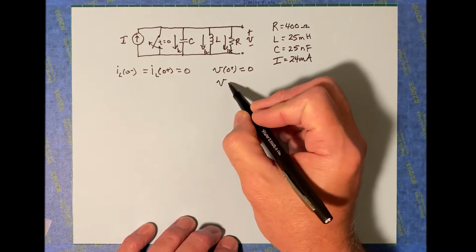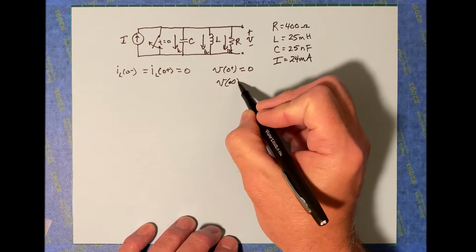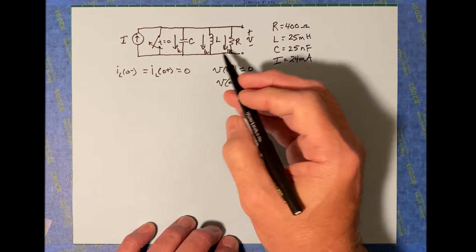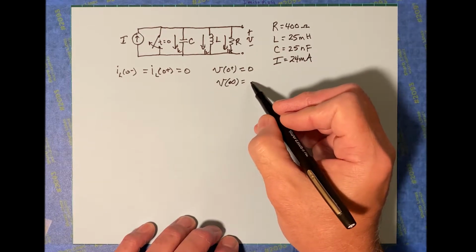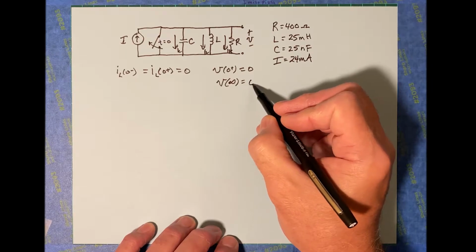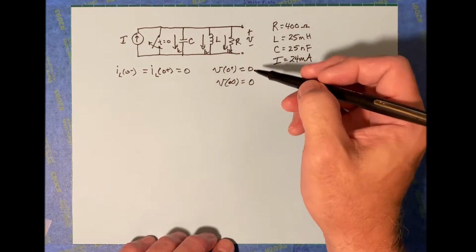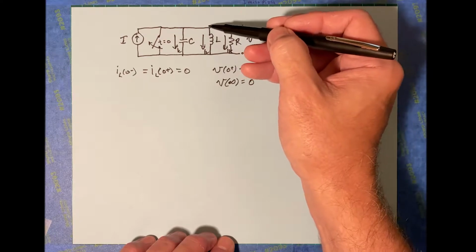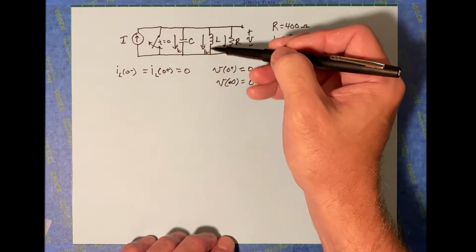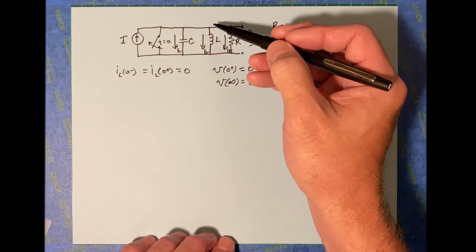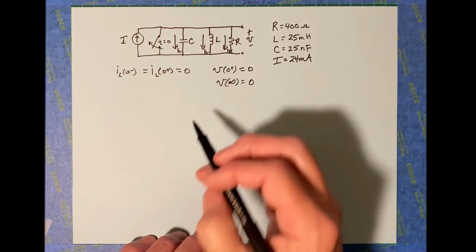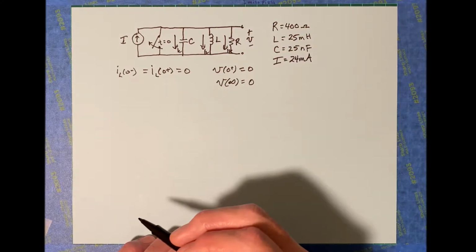Okay, what about final values? Well, V at infinity, a long time later, that's what we call V final. So that's also going to be 0. And again, the reason it's going to be 0 is because after a long time, all of the current's going through the inductor, and it behaves like a wire, and the potential across a piece of wire is just 0.